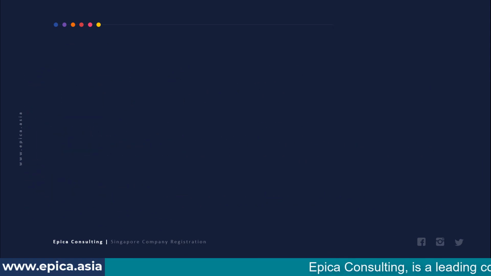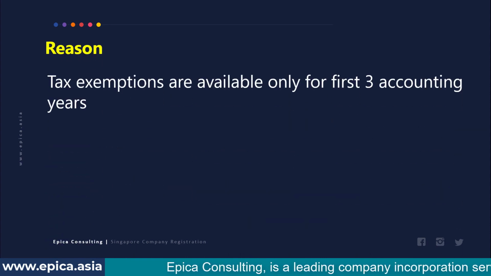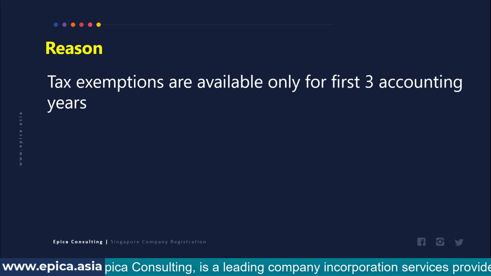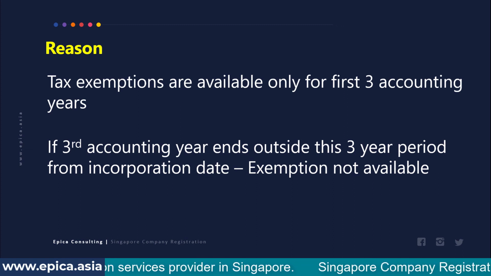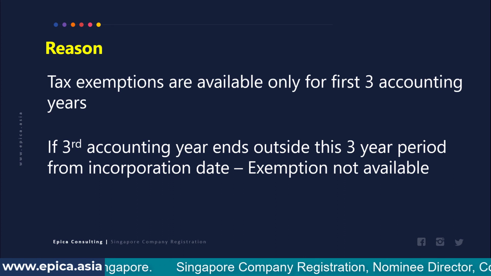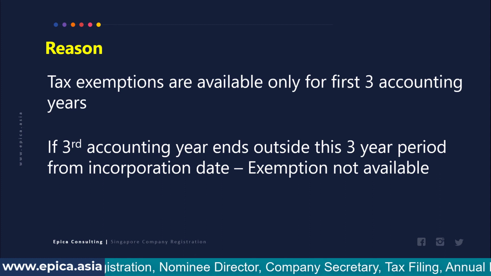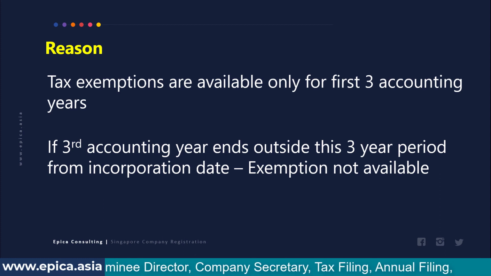The reason for this specific treatment is that tax exemptions in Singapore are typically available only for the first 3 accounting years. Now, if you make your first accounting year longer than 12 months, then the third accounting year end date will be outside this 3 years period, and then the exemption will not be available. So to avoid this, generally this practice is followed.